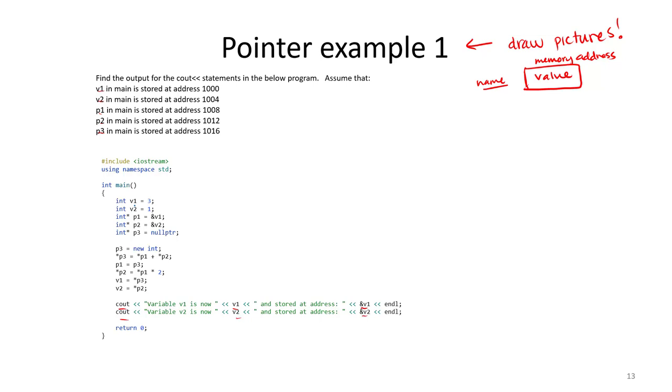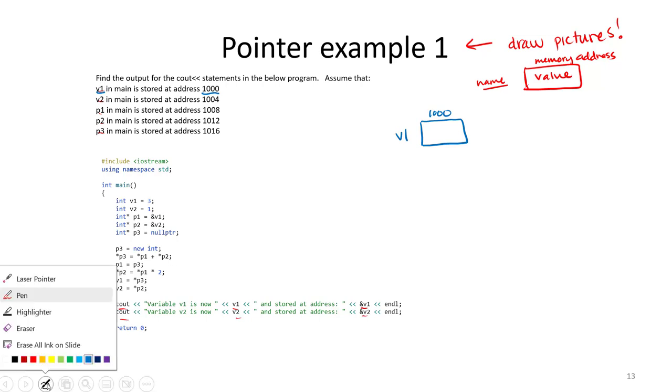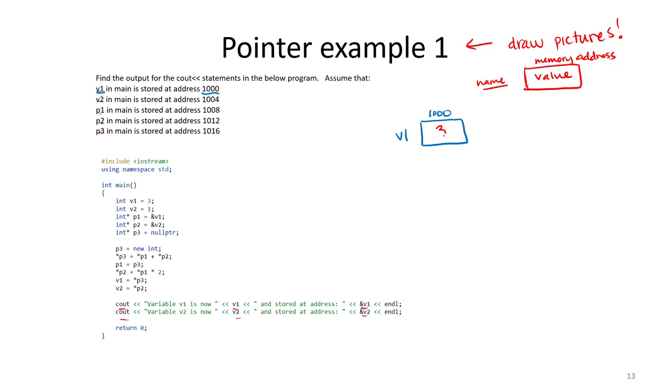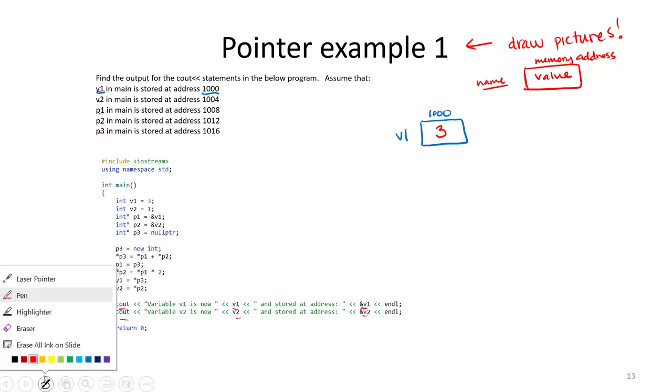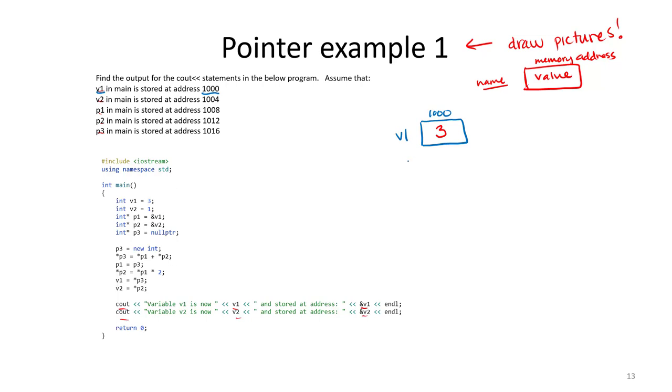So first, we declare our variable v1. So I'm going to go ahead and draw a box for my variable v1. So name is v1. We're told v1 is stored at address 1000. And v1 currently is initialized to hold the value 3. Next, we declare v2. I give it a box. And v2 is stored, we're told, at address 1004. And v2 currently is initialized to 1.